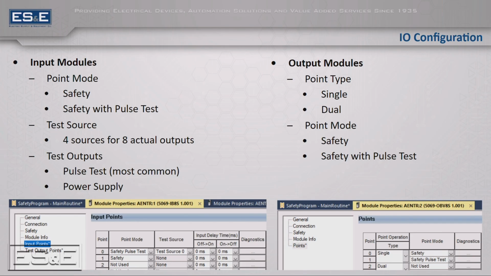Then there's also the point mode, and this is similar to the point mode of the inputs, where you have safety and safety with pulse test. But this one is again going to be tied back to which performance level or SIL rating you are attempting to get to. So for a performance level D system, it is not always a requirement to have pulse test on your outputs. So if it's not a requirement, people will typically not add it, because adding more complexity sometimes makes it more difficult to troubleshoot and find where your issues are coming from. So again, the outputs are all defined based on your system requirements, which you should identify by doing a safety assessment to verify what you're trying to do.